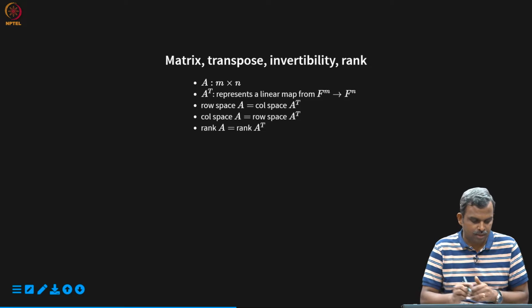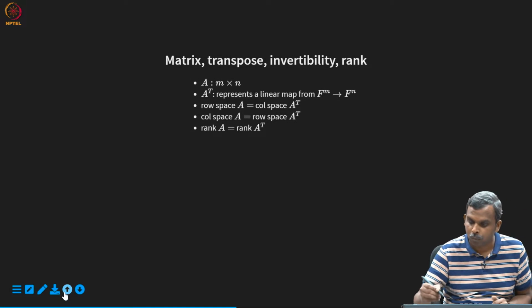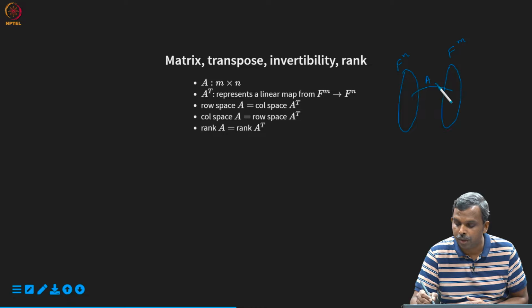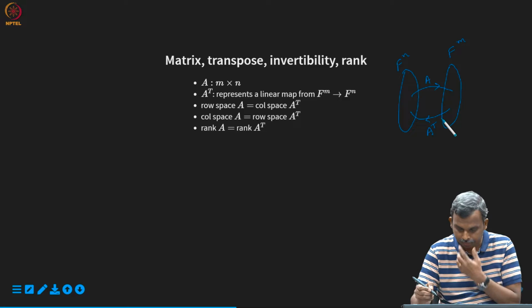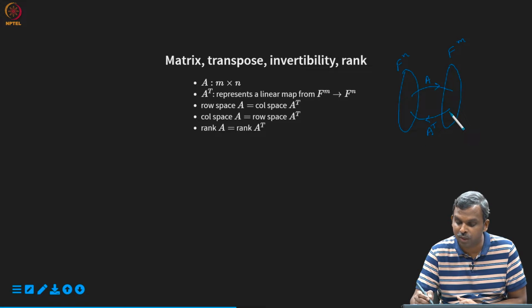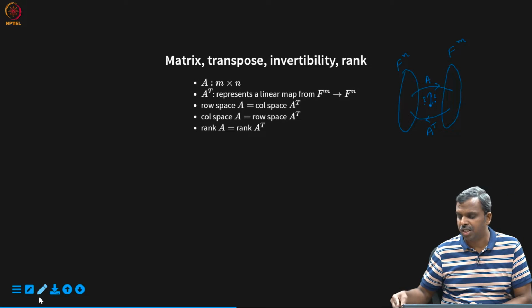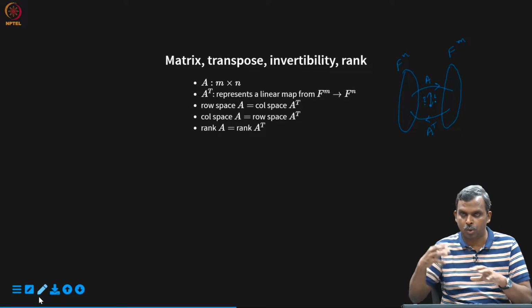So if I have to draw a little picture here, I have Fn and then I have Fm. A represents a transform from here to here, right? And A transpose represents a linear transform from Fm to Fn. Is there a connection between these two? It is a natural question, right? Maybe right now it's not quite apparent what that connection is, and later on we'll need some more study to figure out what that firm connection is.